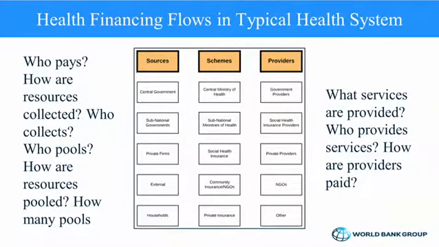This second part is called schemes. It used to be called agents. This is really how resources are pooled or not in a country's health financing system. So you could have pooling done by the Central Ministry of Health. So that brings me to the next question. Why is this considered to be pooling of funds?